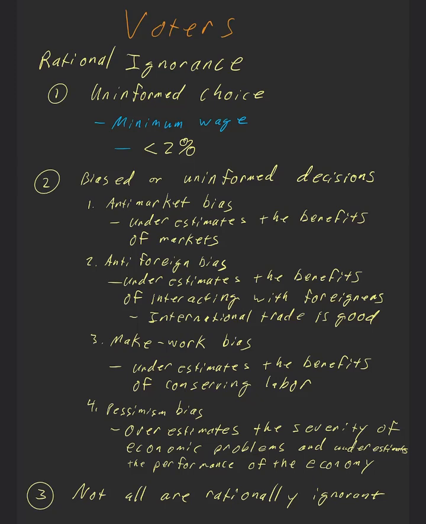But what I want to focus on are these next two biases. The first is the make-work bias. This is possibly the strongest bias among voters, which is the bias to underestimate the benefits of conserving labor.